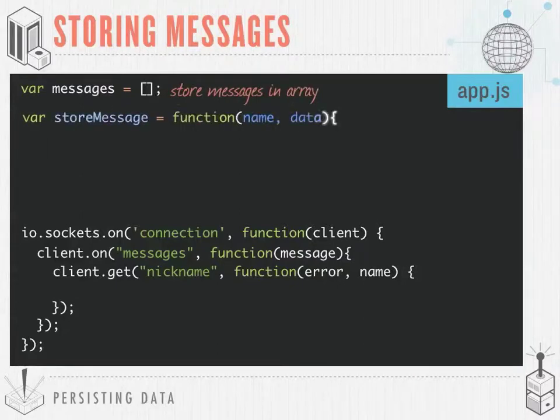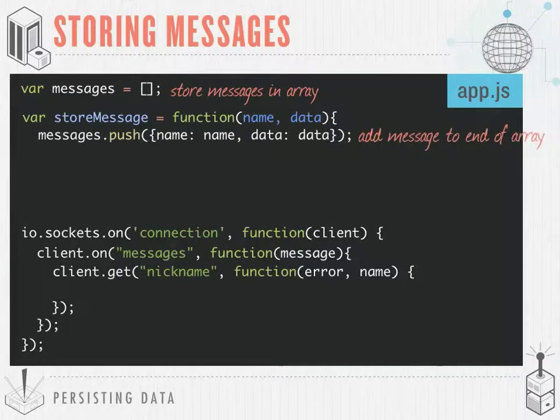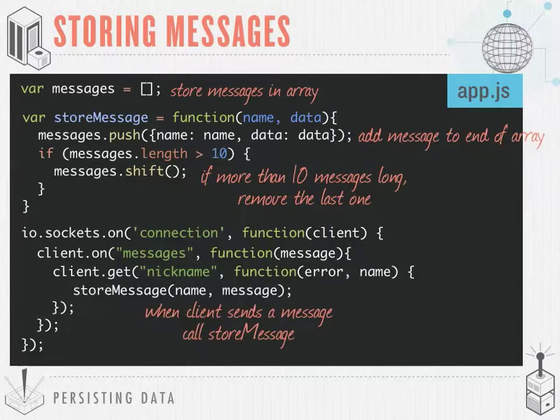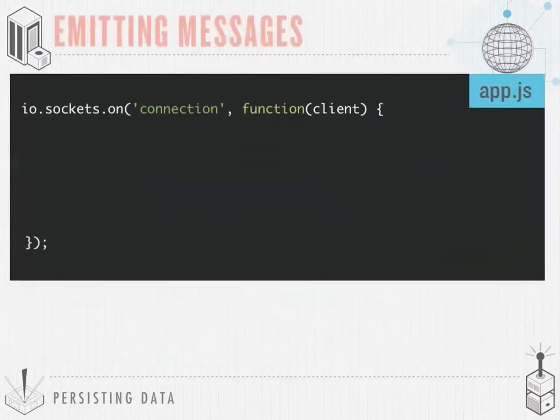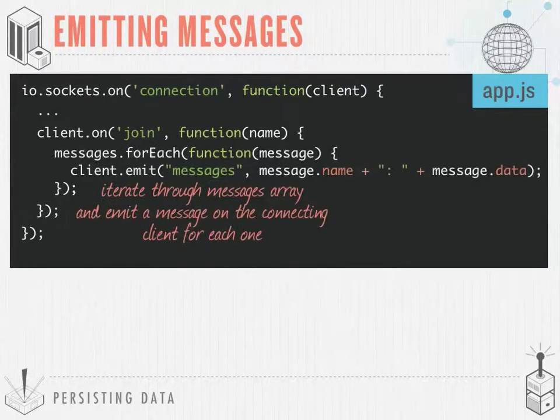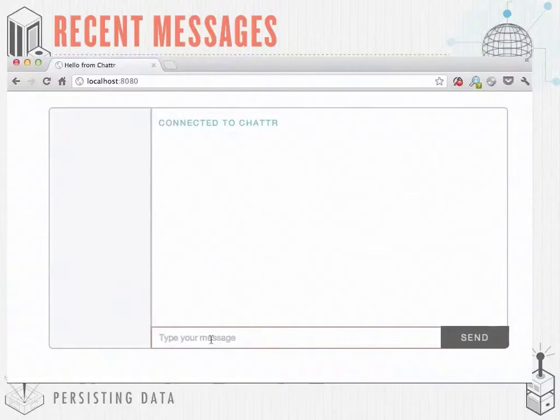We're defining a store message function that takes the name and the data of the message, and we're going to push that onto the messages array. If that messages array is longer than 10 elements, we're going to remove the oldest element by calling shift. Down in the messages event handler, we're going to call this store message function to insert our message into the array. Now when our client joins the chat, we're going to use the forEach function to iterate over the messages array and emit a new message for each item in that array. Let's go back and see what that does.